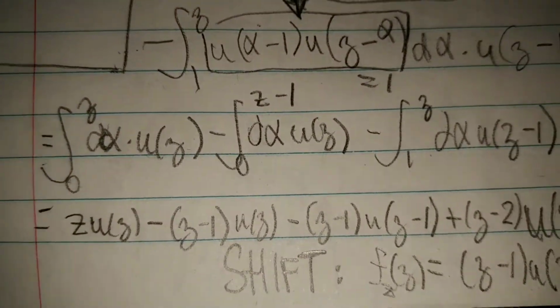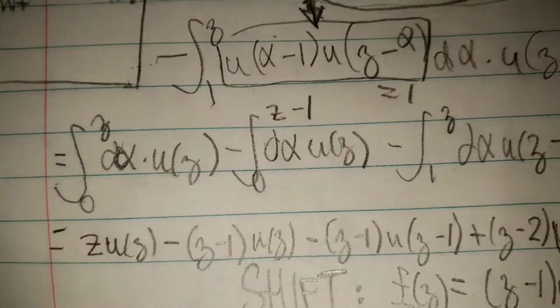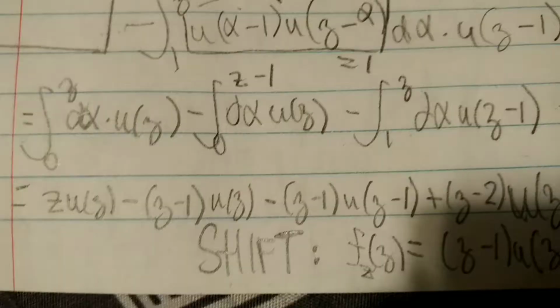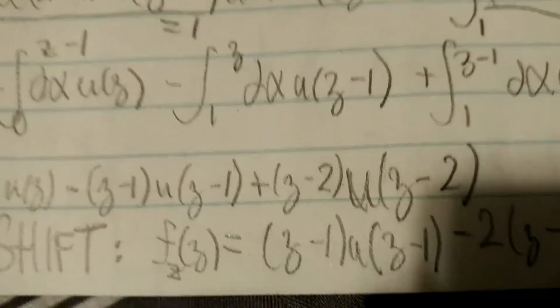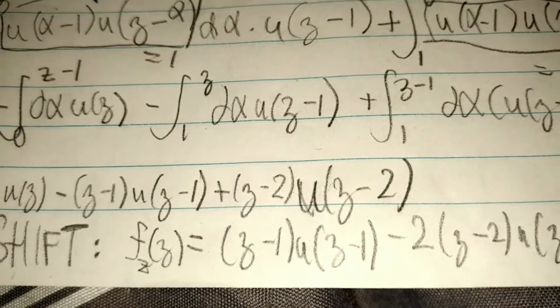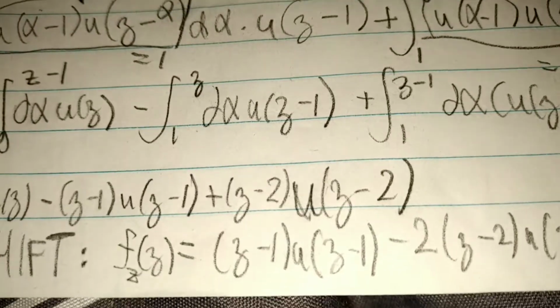So essentially you just keep simplifying it until finally your final answer when you solve the integral should be z times u of z minus (z minus 1) times u of z minus 1 plus (z minus 2) times u of z minus 2. And then you shift 1 to the right because it's a little better. As mentioned, I had shifted it to the left in order to make it easier.